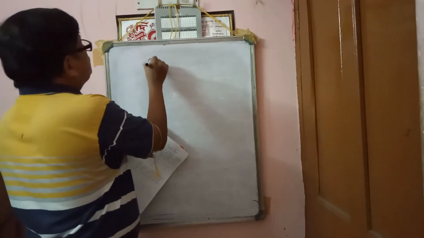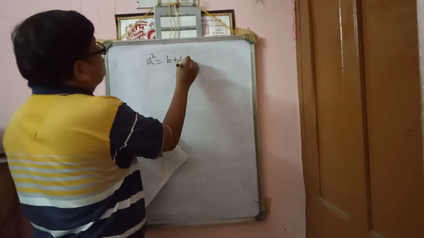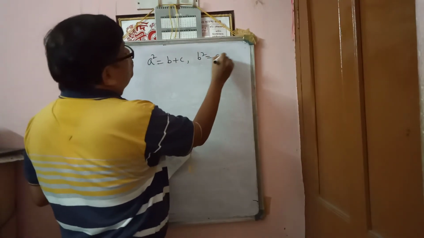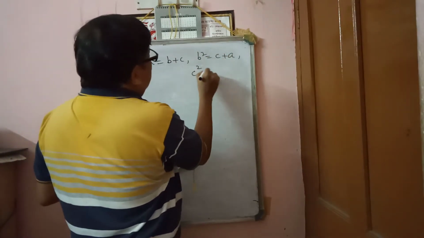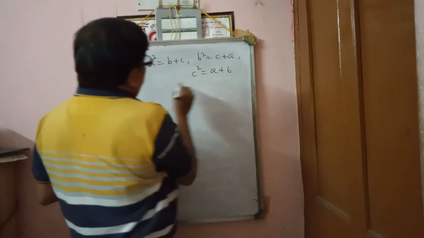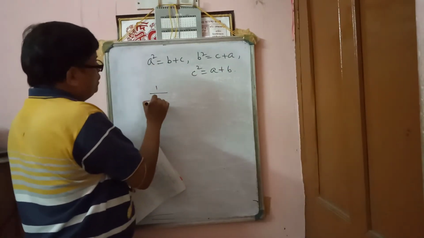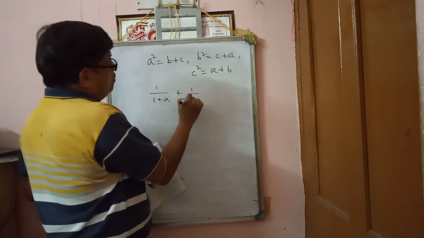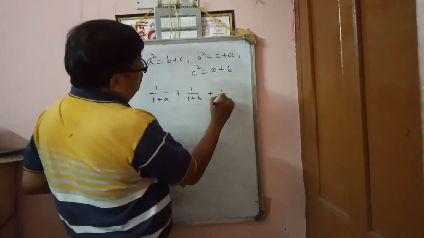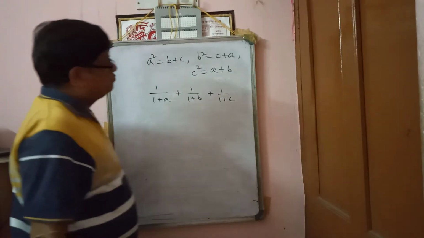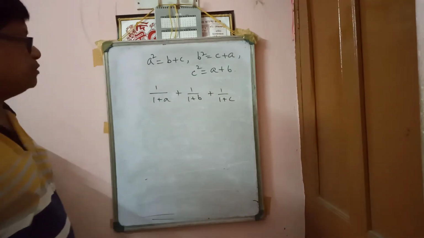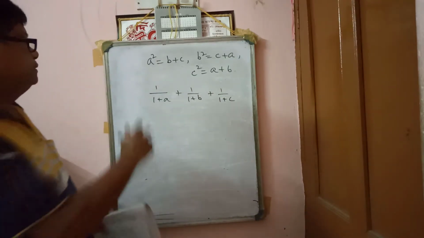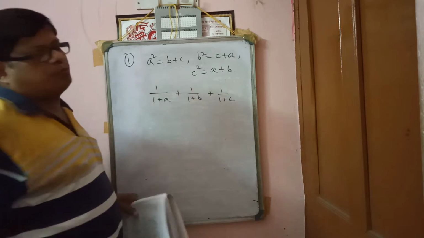I am giving one sum. Suppose a square equals b plus c, b square equals c plus a, c square equals a plus b. Then what is the value of 1 by 1 plus a, plus 1 by 1 plus b, plus 1 by 1 plus c? How to solve? This type of sums are very important. This is a sum from ratio and proportion.